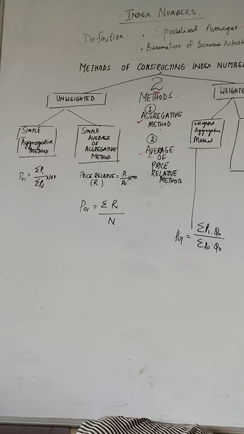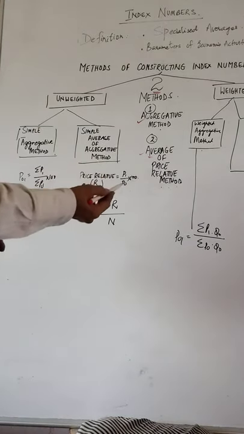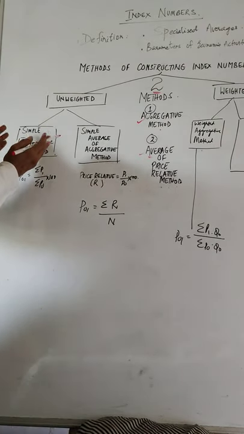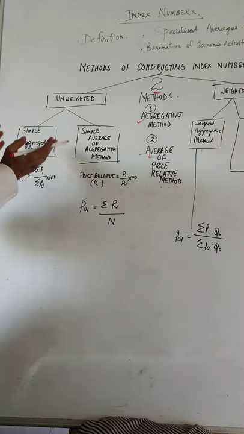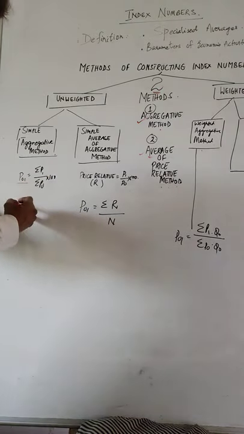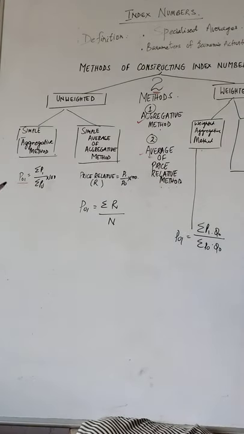Now, simple aggregative method. I think I've given you enough theory, so let's come back to this simple aggregative method. Aggregative means addition. You add it up. So what you do is P01, that is the index number. Index number is a specialized percentage in which you take up the commodities. If we have commodities A, B, C, D, let me explain.